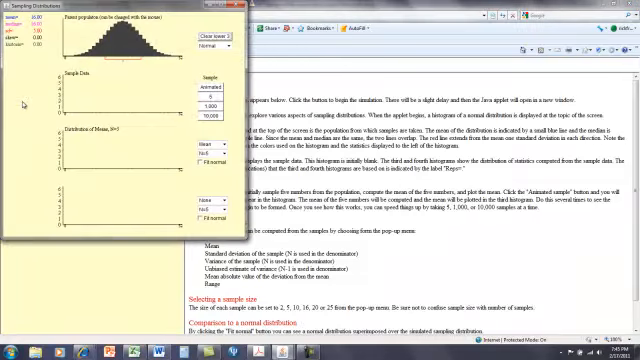Hi, it's Dr. Frederick. I want to just talk a little bit about populations and samples. This distribution up here represents a population, and we can sample from it. Let's press that. We take 5 samples. I'm going to clear this. Here we're taking an N of 5 out of a population.